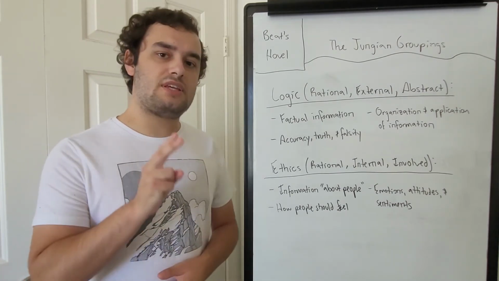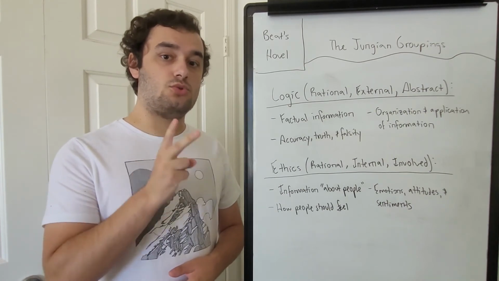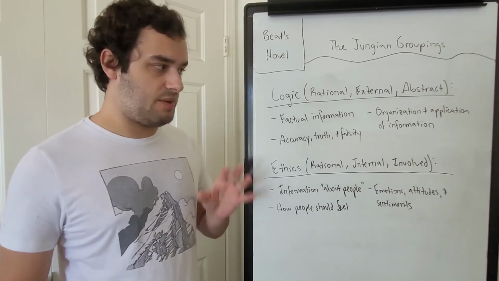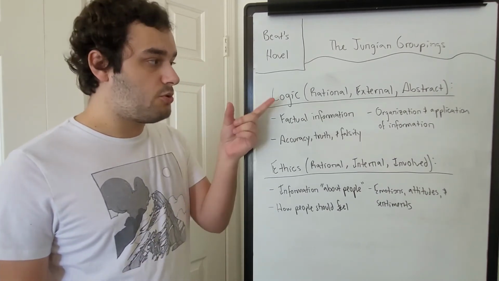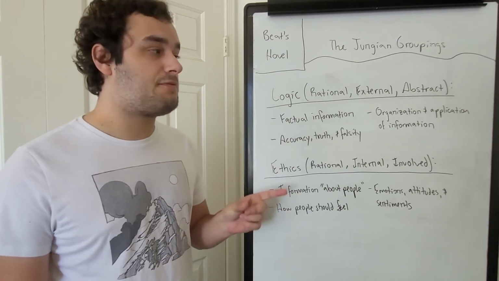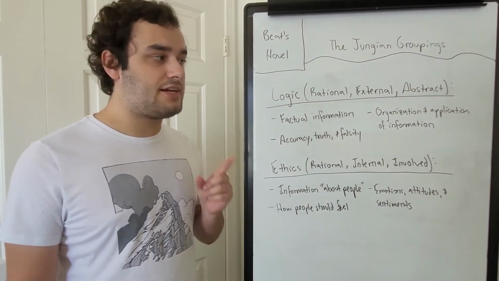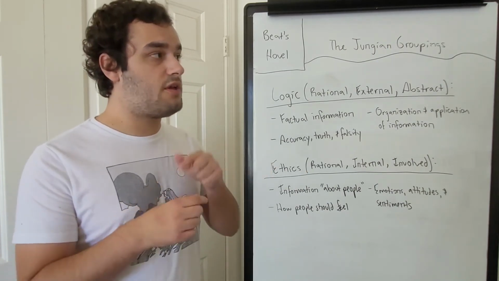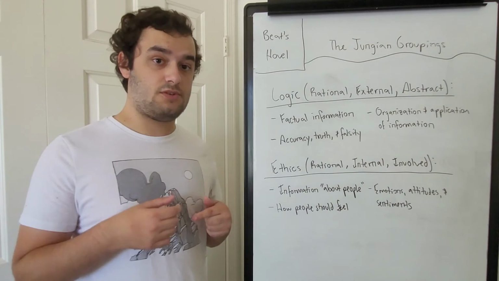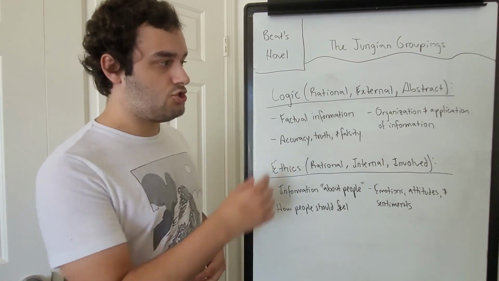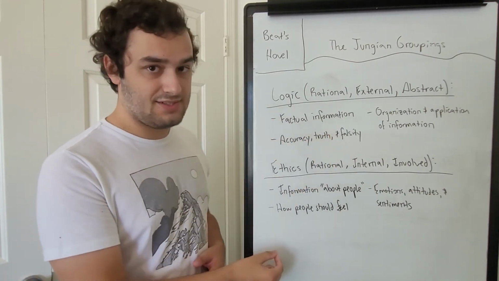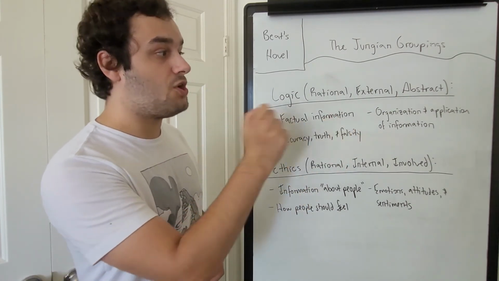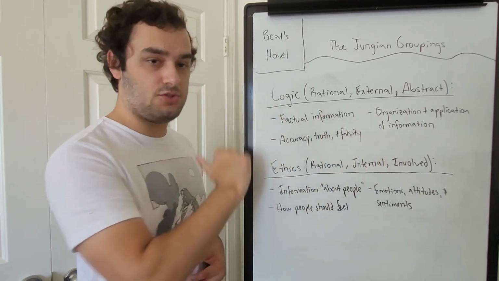And there are sort of two things that I want to say to close out the video here, is that if you'll notice, for example, between logic and ethics, they both share the rational dichotomy, but they're different on the other two dichotomies. And it's actually the same with all the other groupings compared to all the other groupings. So think about logic. Logic shares the rational dichotomy with ethics. It shares only the external dichotomy with sensation, and it shares only the abstract dichotomy with intuition.